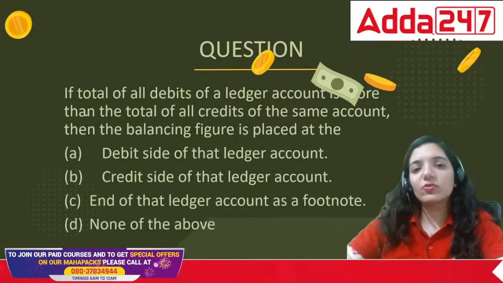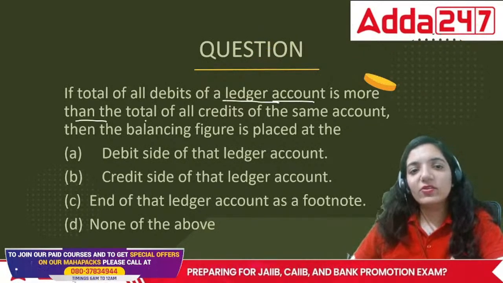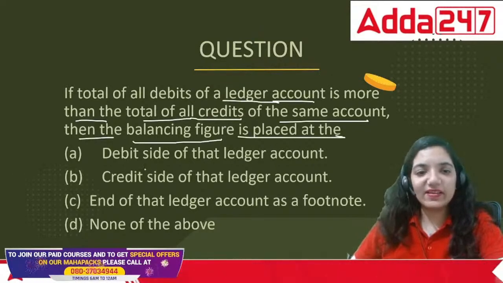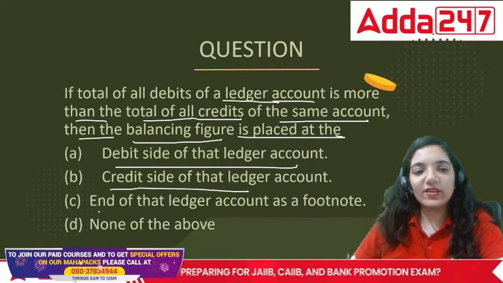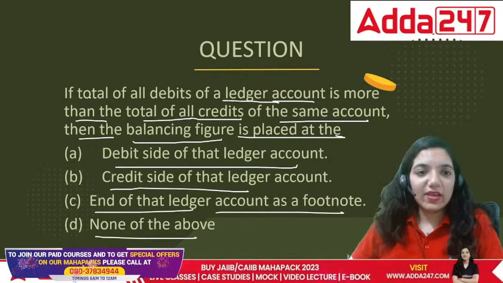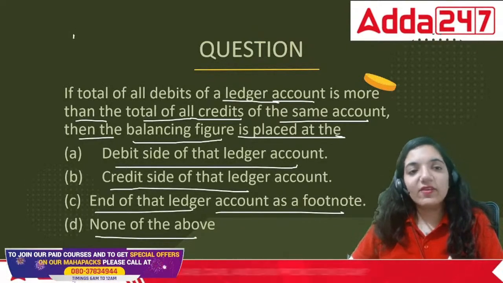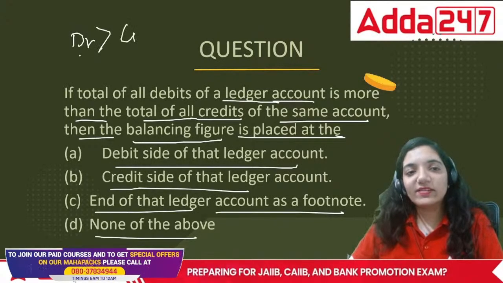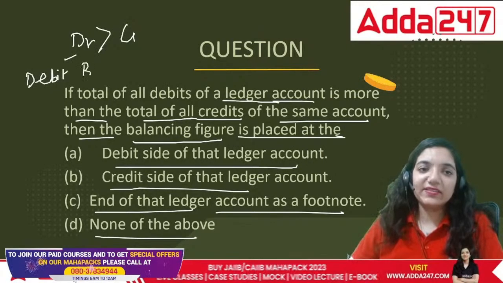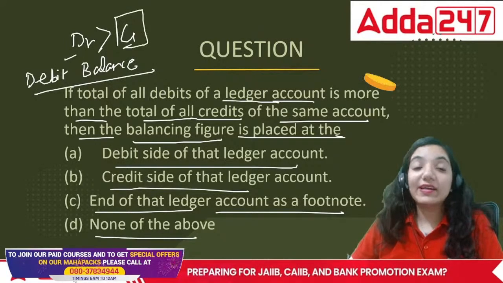If the total of all the debits of a ledger account is more than the total of all credits of the same account, then the balancing figure is placed at the debit side of the ledger, the credit side of the ledger, the end of the ledger account, or none. In this case, what are we doing? If the total of all the debits of an account is more than all the credits, when your debits are more than credits, this is considered a debit balance, but it would be shown on the credit side.